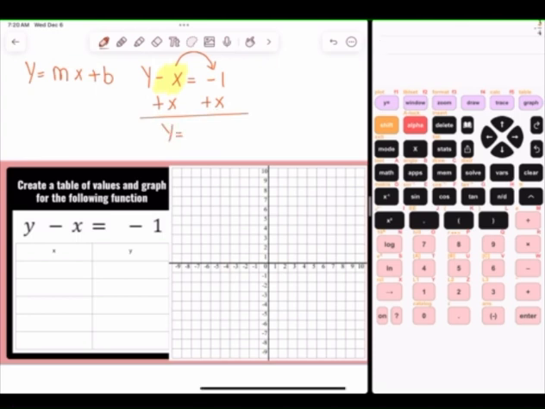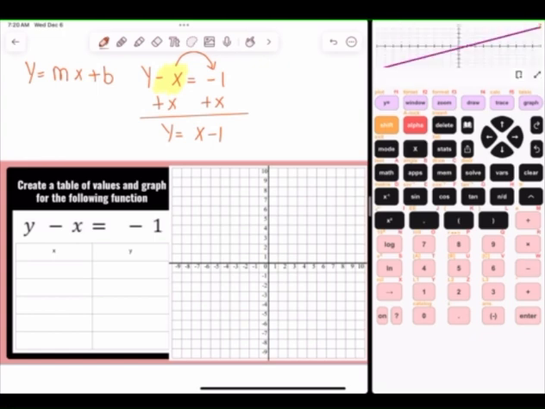We cannot actually do -1 plus x because they are not like terms. Now, you could write -1 plus x. That's not wrong. But instead, we write x minus 1 because that gives us the form of mx plus b. So, I'm going to go to my graph feature, and I'm going to type in x minus 1, enter.